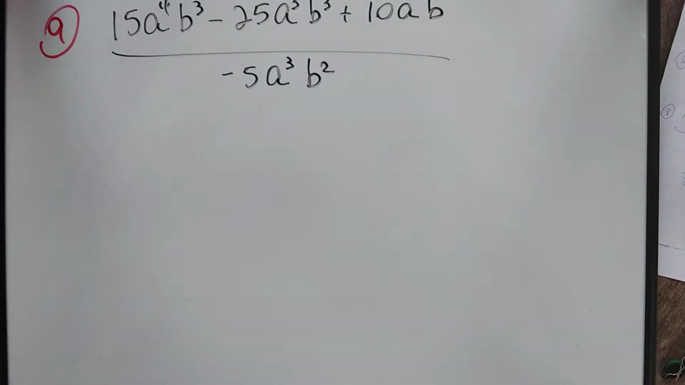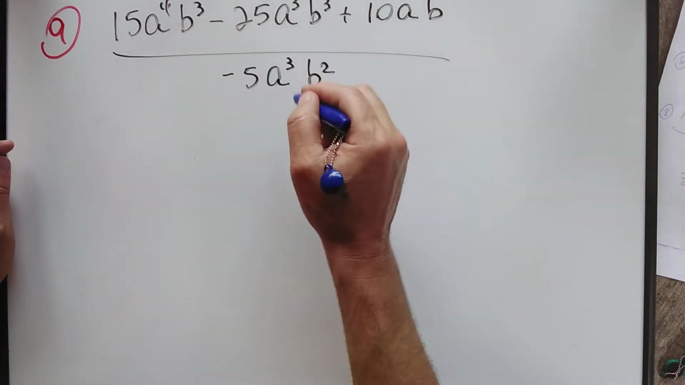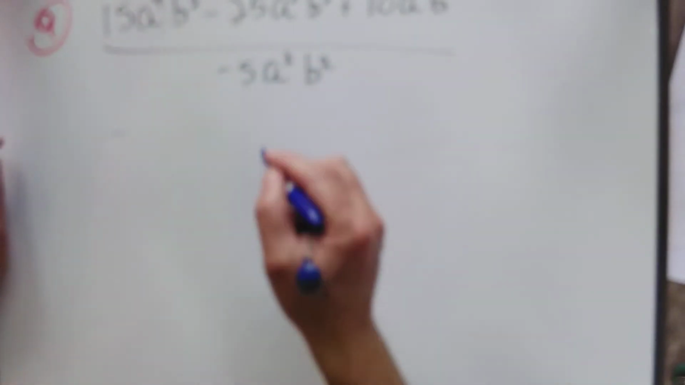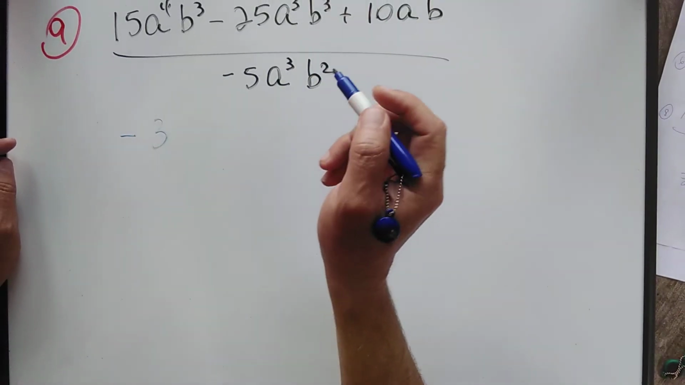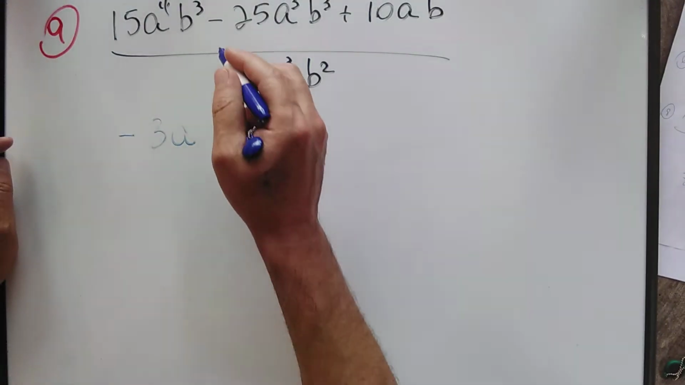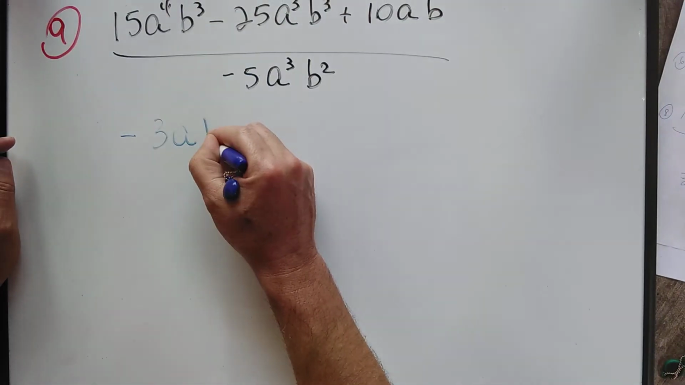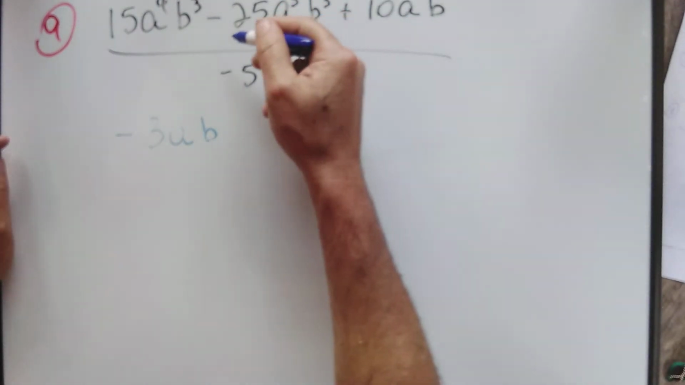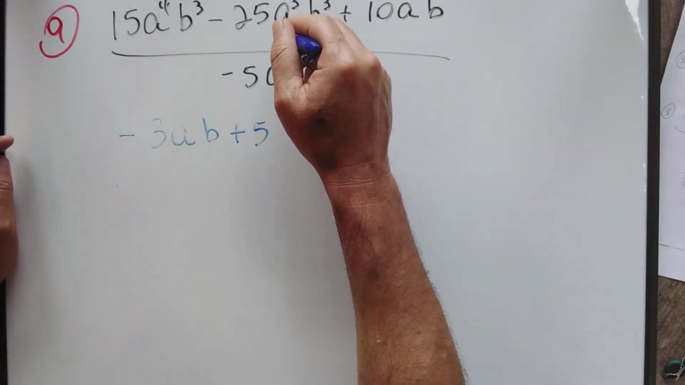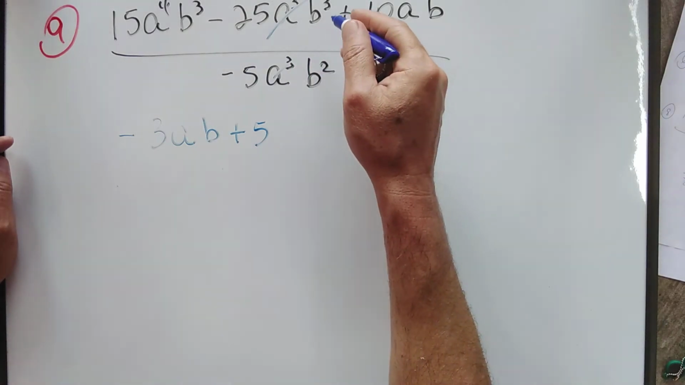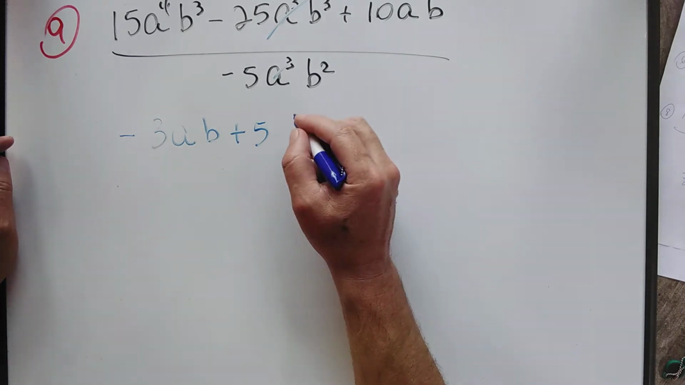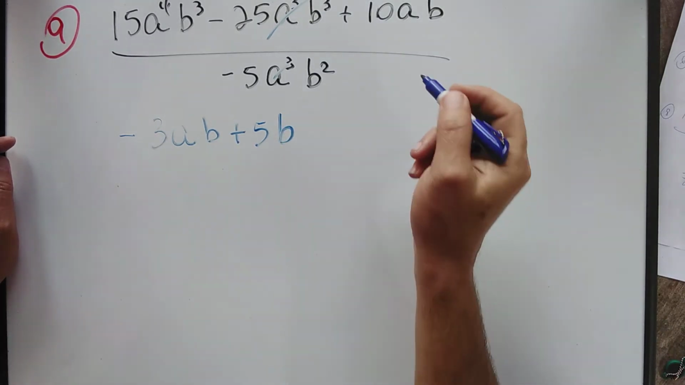Okay guys, last example, we divided each one on top by the one on the bottom. Let's divide these two right here. Positive by a negative is a negative. 15 divided by 5 is 3. And then A, 4 take away 3 is 1, A to the 1, and then B, 3 take away 2 is 1, AB. That's it. What about these two? A negative by a negative is a positive. 25 divided by 5 is 5. The A's cancel out. And then B to the first, because 3 take away 2 is 1, so B is just B.